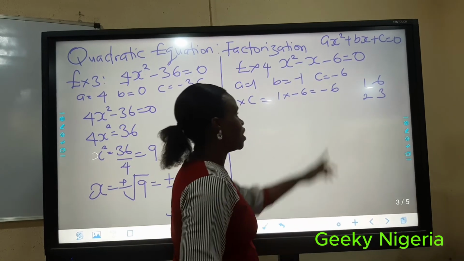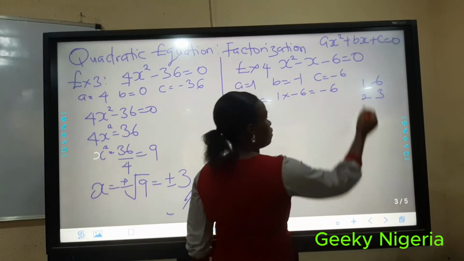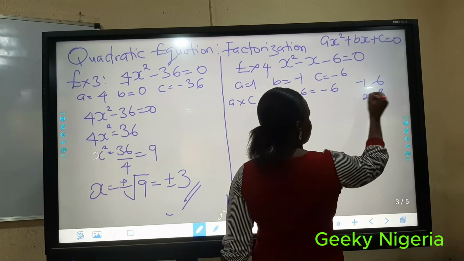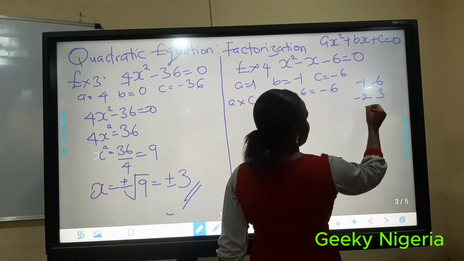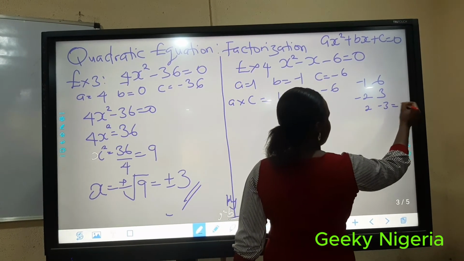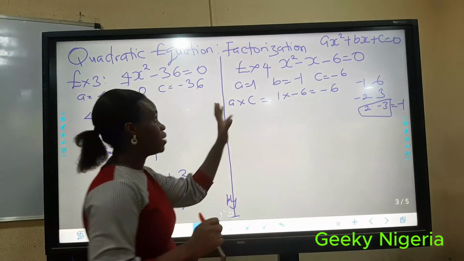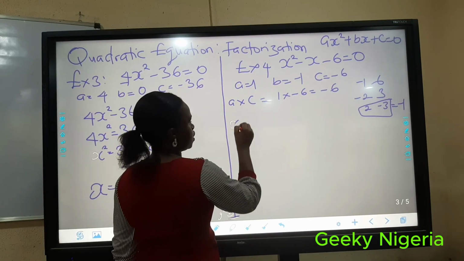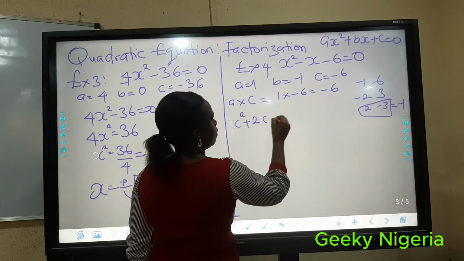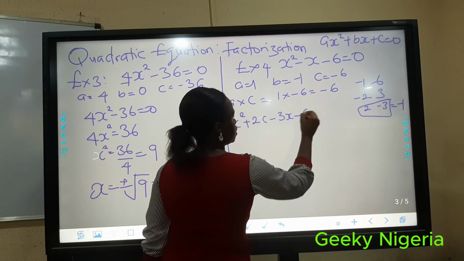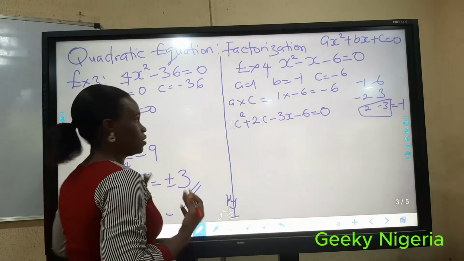Remember, since we have minus 6, one of these two factors has to be negative. So if we have 1 and 6, maybe minus 1 and 6, minus 2 and 3, we now check. Minus 2 plus 3 gives me 1. So if I have 2 and minus 3, I'm having minus 1. So these are the two factors. So I rewrite my equation again, and I'm having x squared plus 2x minus 3x minus 6 is equal to 0.